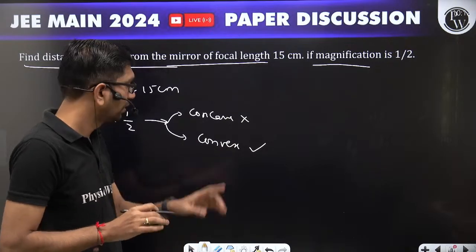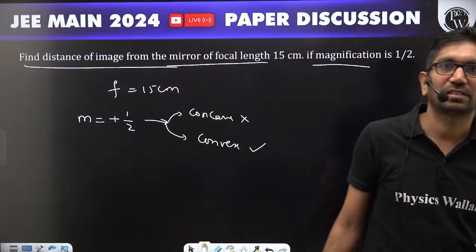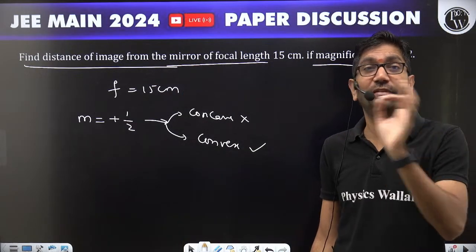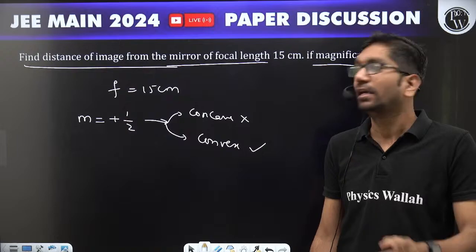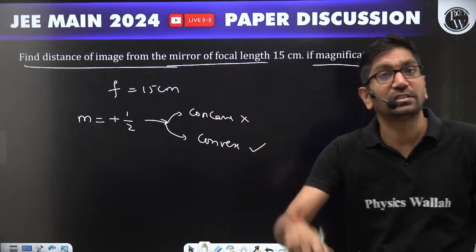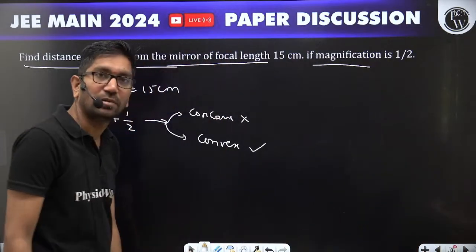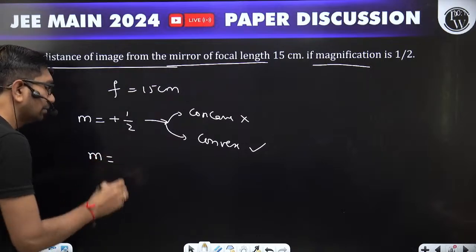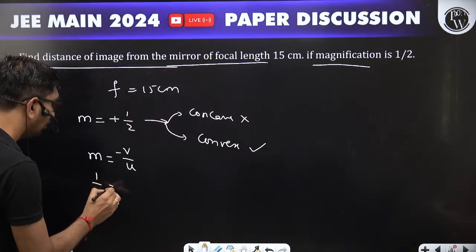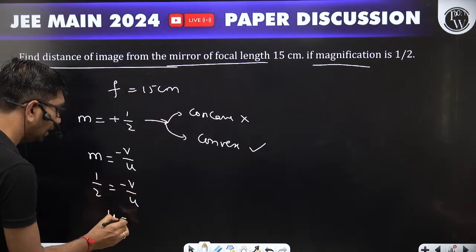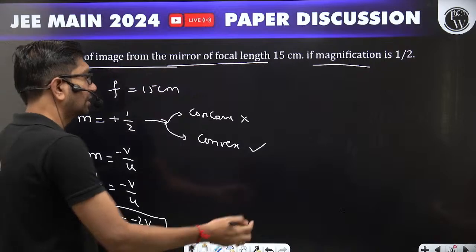Is it clear? Because in a convex mirror, we get the magnification as a positive value, and it is less than 1. This is the trick you have to remember. Here we are using the convex mirror. So the magnification for the mirror formula is what? Minus V by U, right? The magnification given is 1 by 2, so minus V by U equals 1 by 2. From here U equals minus 2V, right? Yes, it is correct.